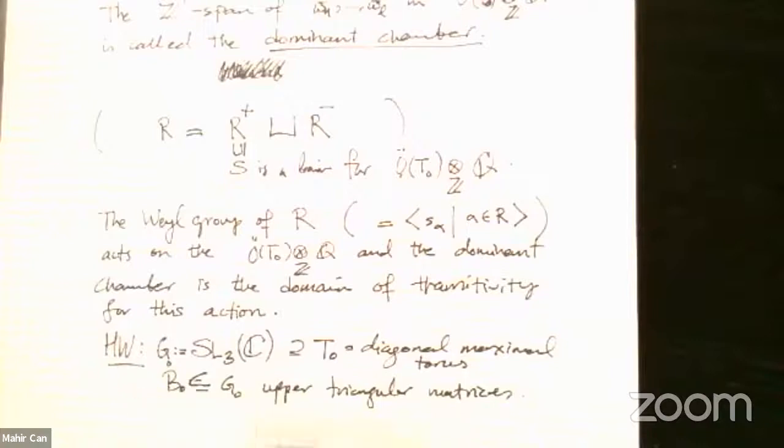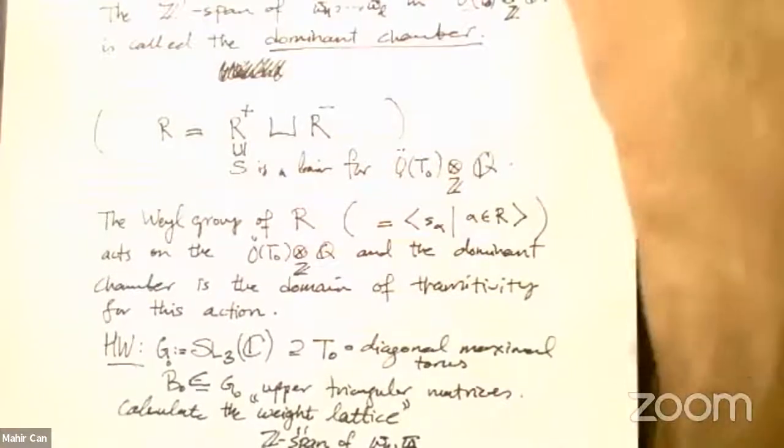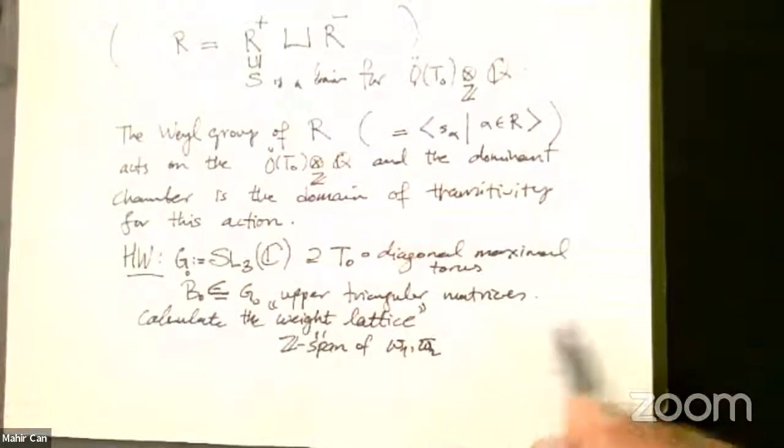Then explicitly calculate the weight lattice. By this, I mean the lattice spanned by the omega i's, the Z-span of omega 1 and omega 2. Omega i's are nothing other than the duals of the positive simple roots, right? A way to calculate them is to use this equation.